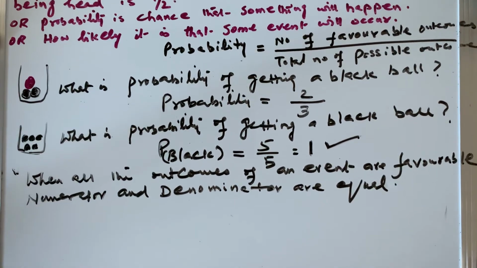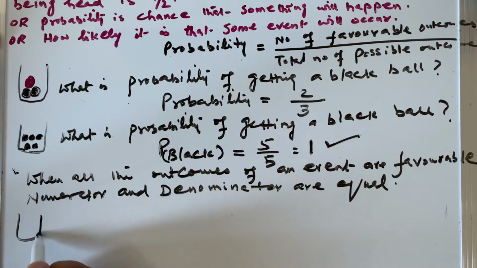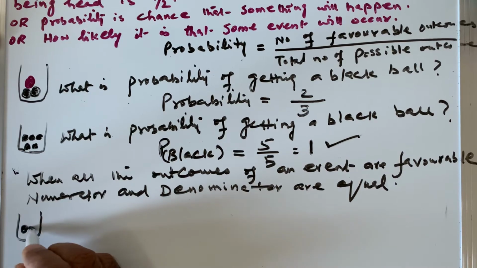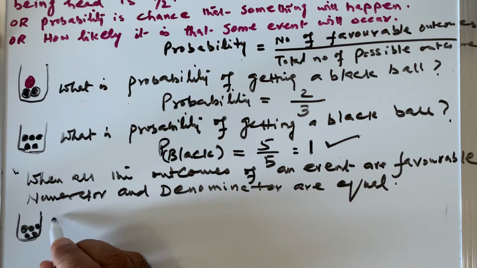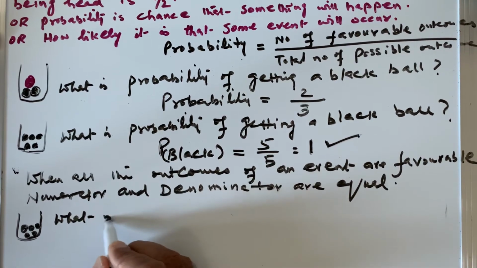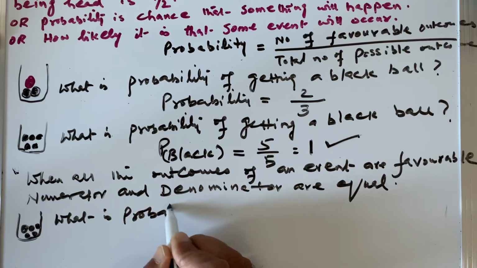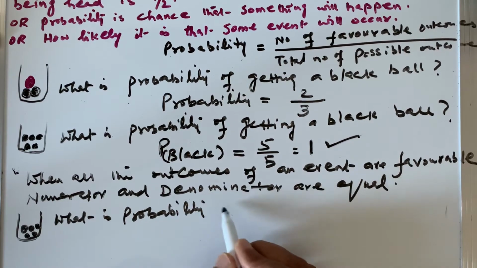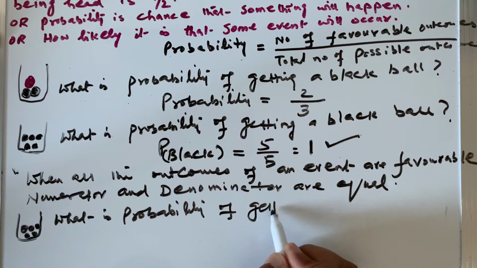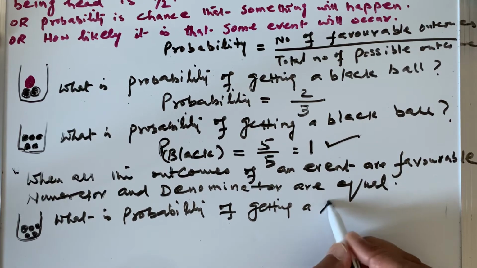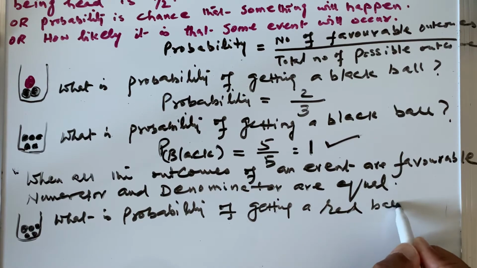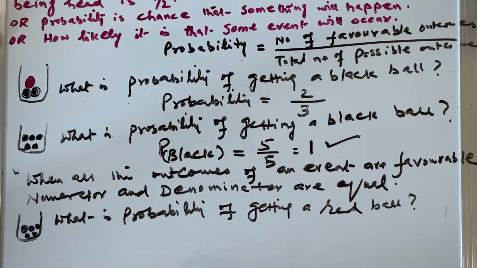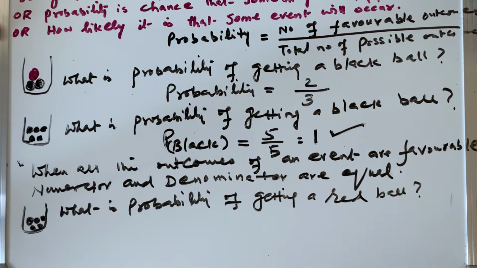Okay, so we can have another example. If we have in this container all black balls like before, 1, 2, 3, 4, 5, all black balls. But the question is asking what is the probability of getting a red ball? Is there any red ball? There is no red ball. So what will happen? The probability will be 0.